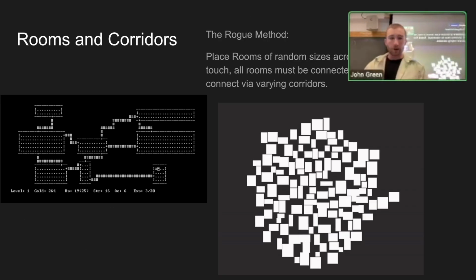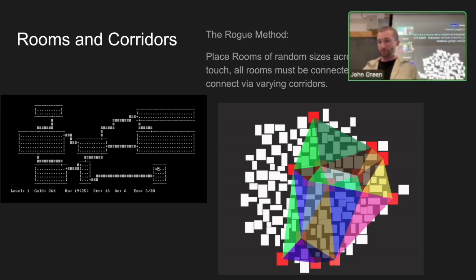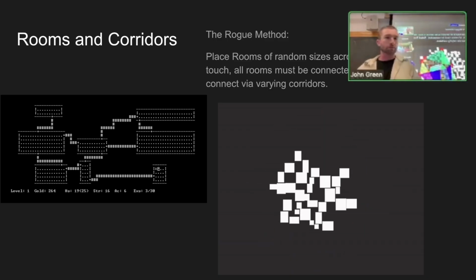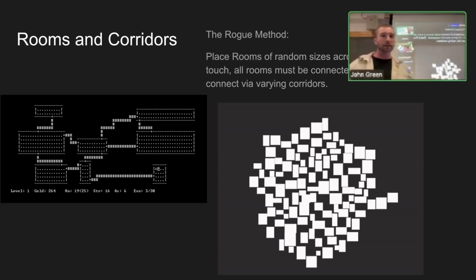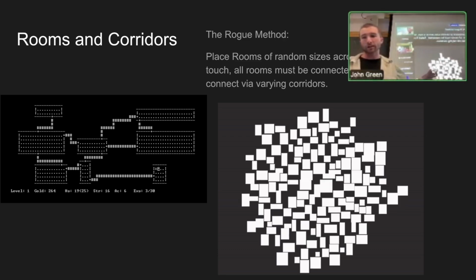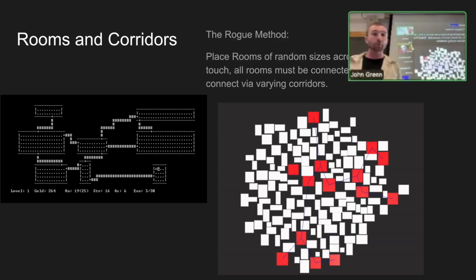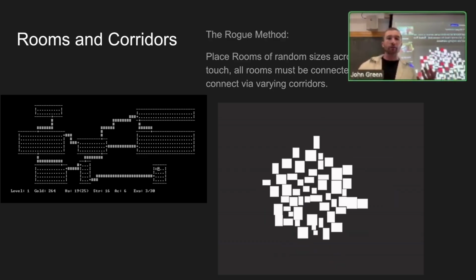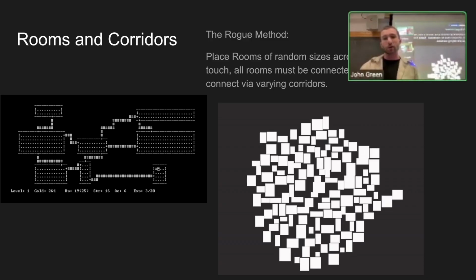Okay. Thank you for bearing with me through the heavy math parts. This is a little bit simpler, right? We're going to talk about rooms and corridors, which is really just that. I have the example of Rogue over there on the left side, and then this example that you're seeing on the slideshow, it's not my algorithm, it's not my GIF, but it illustrates the point well. We make random rooms of random sizes. We make sure they don't touch, and then we connect them via corridors.